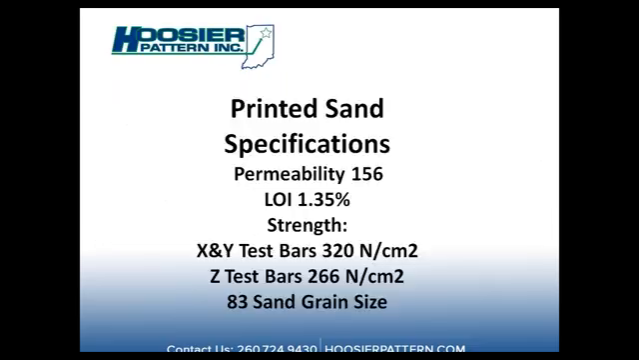Here are some of our test results, what we've been averaging for quite a while now. We're averaging a permeability with printed sand of about 150 or so. LOI is running about 1.3%. We test X, Y, and Z bars, a 5-piece average for every job box that's built, where we're averaging about 320 newtons per centimeter squared for the X and Y. Z's are always a little bit weaker because of the layers, so there's a little bit lower strength on those. And currently we're using an 83 GFN sand grain.